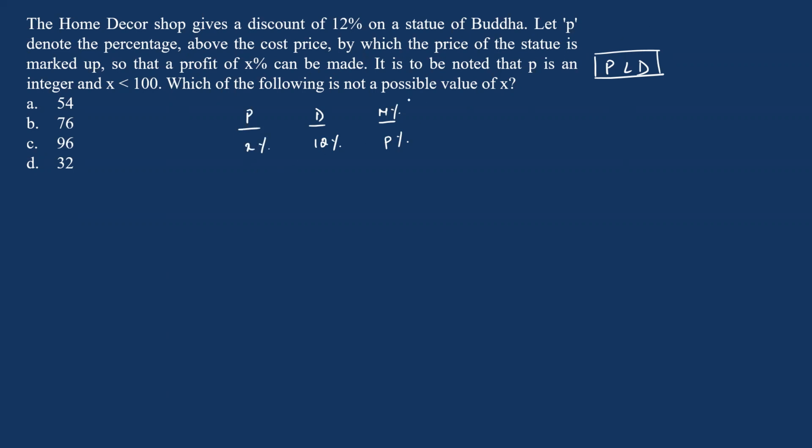Now, what is the other hint given to us? It is noted that P is an integer. Now I'm focusing on the keywords, guys. This is a very important term here. Or let me highlight it, okay?